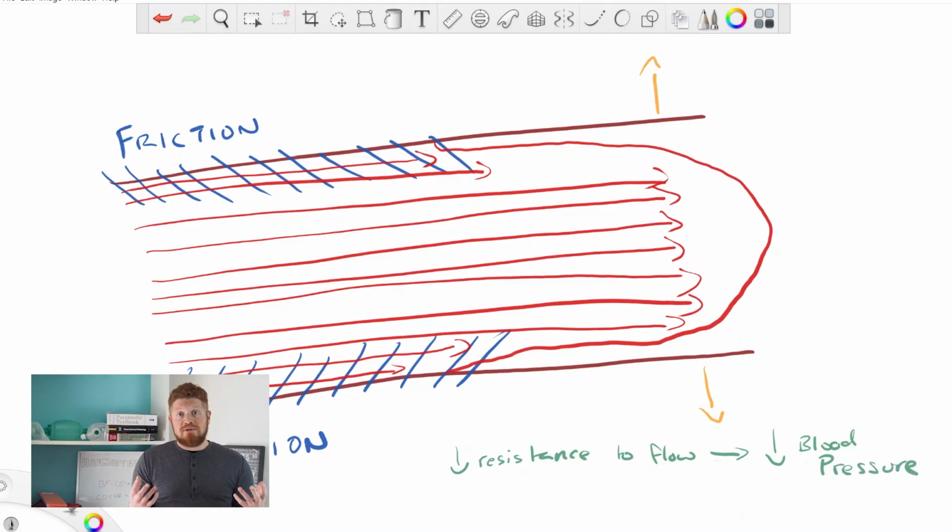Both divisions of the autonomic nervous system play a role in blood vessel diameter. The sympathetic nervous system will cause the blood vessels to constrict, whereas the parasympathetic nervous system will cause blood vessels to dilate.